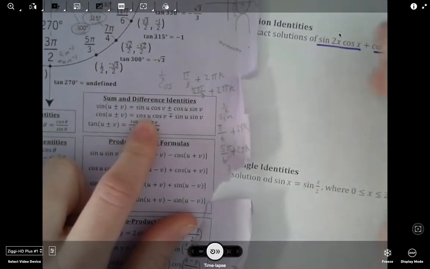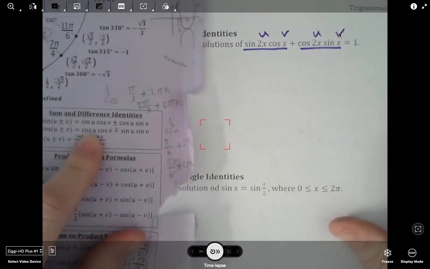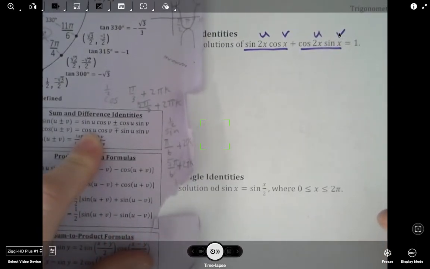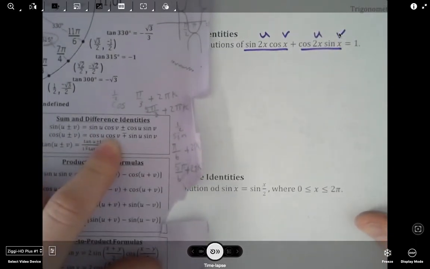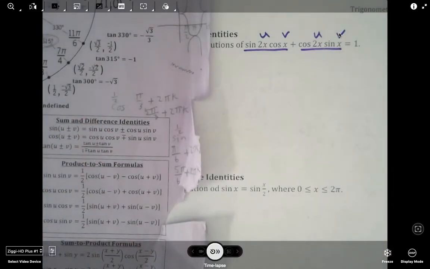And on your unit circle, they use u's and v's. U is 2x and v is x. Do you guys get that gist? Does that make sense? On your unit circle, top right corner. Sum and difference identities. You see it? Okay. So sine cosine plus cosine sine.